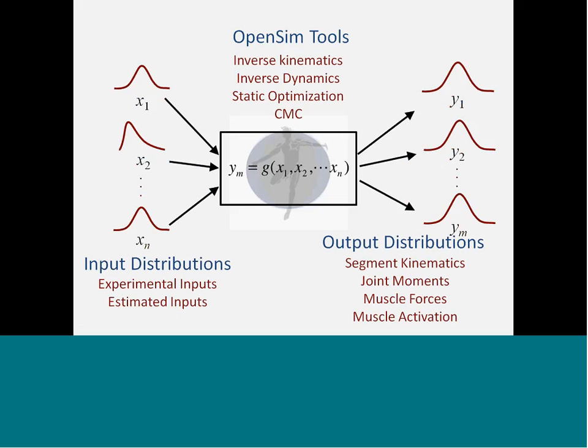So the principle is that we combine a stochastic signal, like we see here in the input distributions, with a deterministic model, such as the OpenSim tools, and then we get a stochastic output distribution.